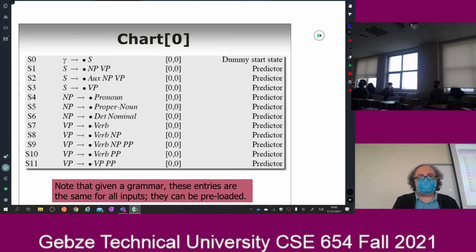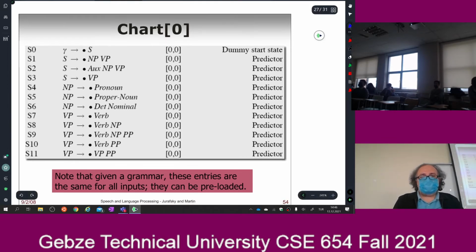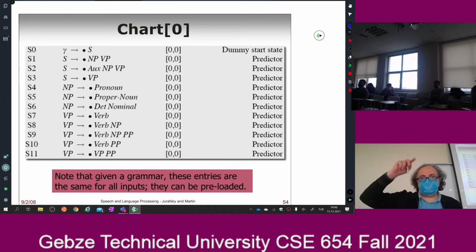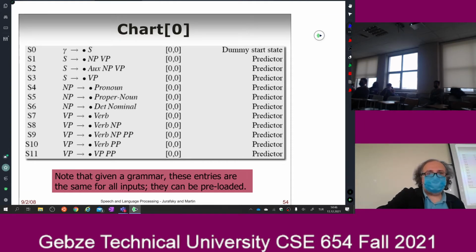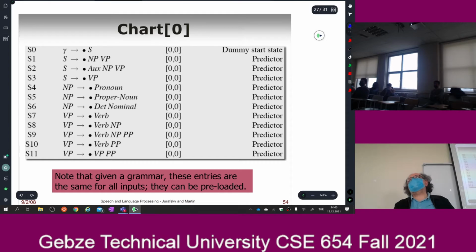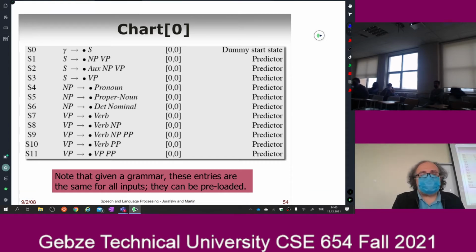So that means, given the grammar, chart number 0 is fixed. It is always the same thing. So given a grammar, these entries are the same for all inputs. They can be preloaded. But it's going to be a very large number of elements inside that chart number 0. So these are all predictions. Since I did not read anything yet, I am just predicting these will happen.